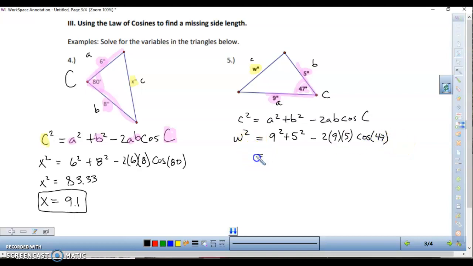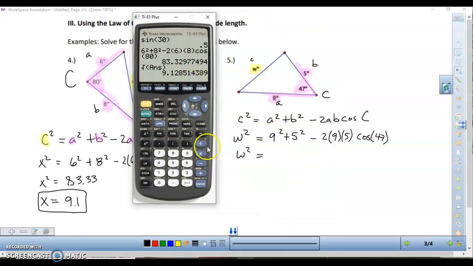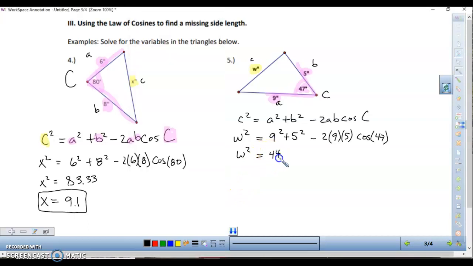So again, I'm just going to go ahead and I'm going to punch all of this into my calculator. Get the calculator out of the way here. And here we go. So 9 squared plus 5 squared minus 2 times 9 times 5 times the cosine of 47. Just punch it all in exactly how you see it. You get w squared is 44.62 roughly.